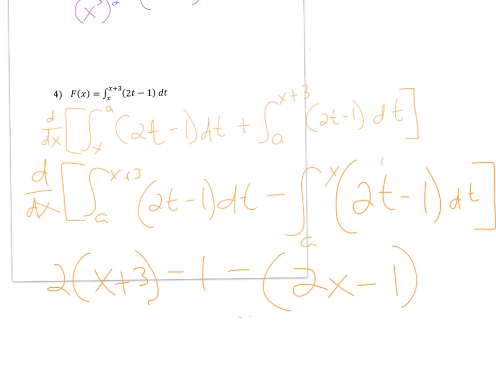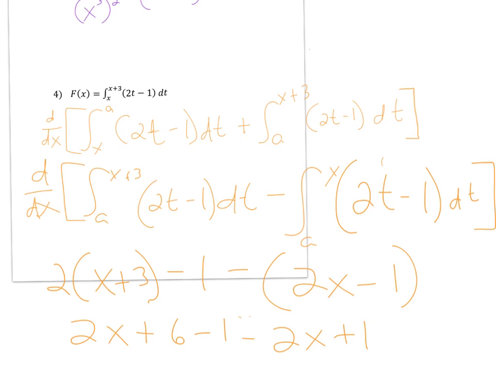And then it's just a matter of cleaning this up. And so this is going to give me, distributing, 2x plus 6 minus 1. And then if I distribute the negative here, I'm going to get minus 2x plus 1. Well, my minus 1 and my plus 1 are going to simplify out. My 2x and my minus 2x are going to simplify out. So in the long run, the thing I'm going to end up with at the end is simply the number 6.